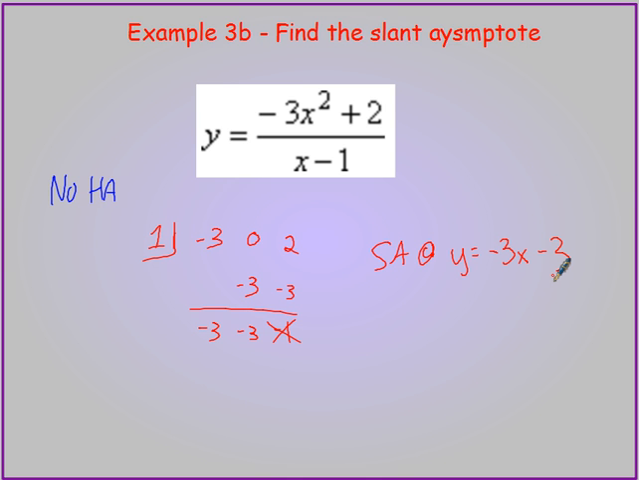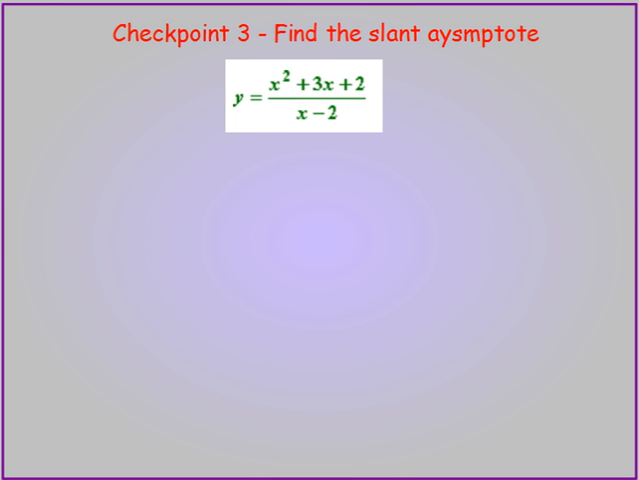Make it harder? Do me a favor. Why don't you try this one on your own? So first of all, I'm finding the SA, which means I have to make sure there's no HA. If there is a HA, then there is no SA. You're done. So here's the thing. What's the degree at the top? What's the degree at the bottom? So that means that there is no horizontal asymptote.